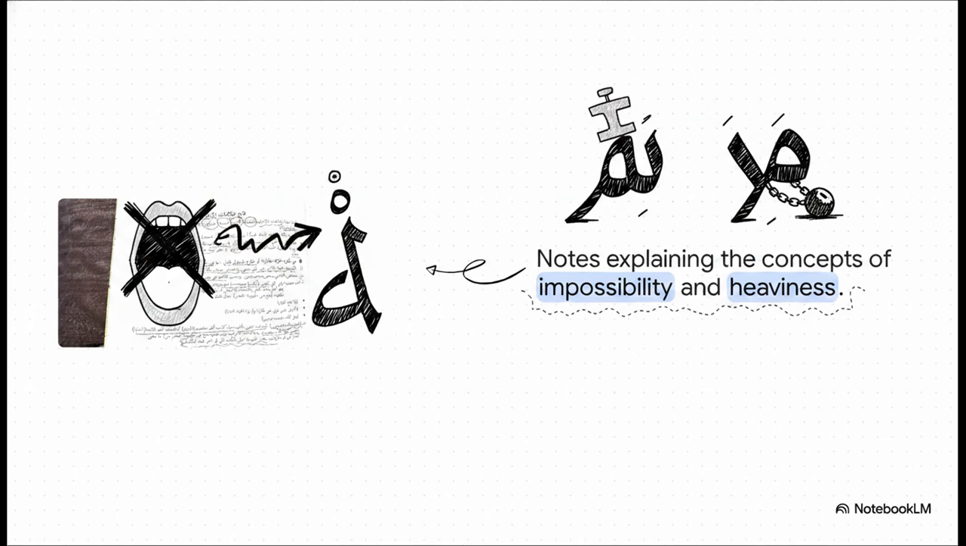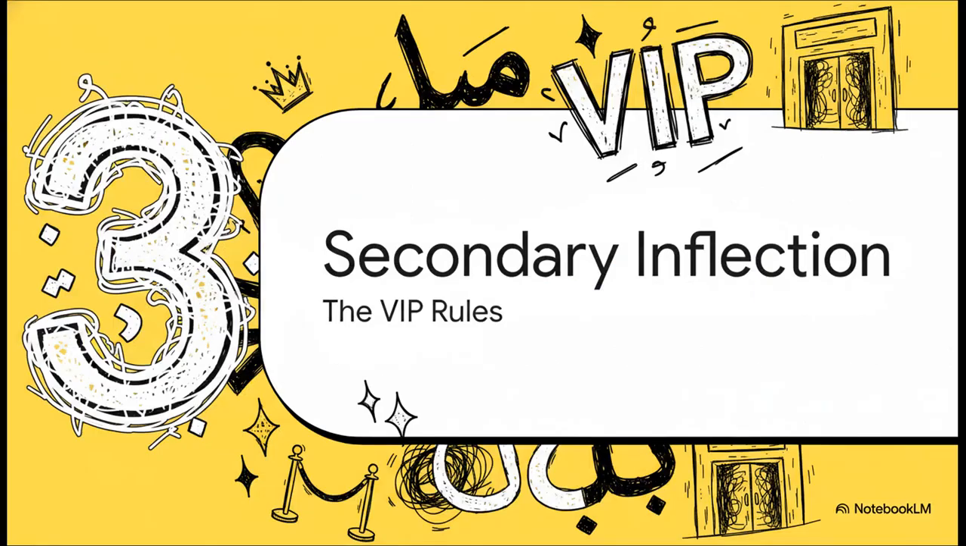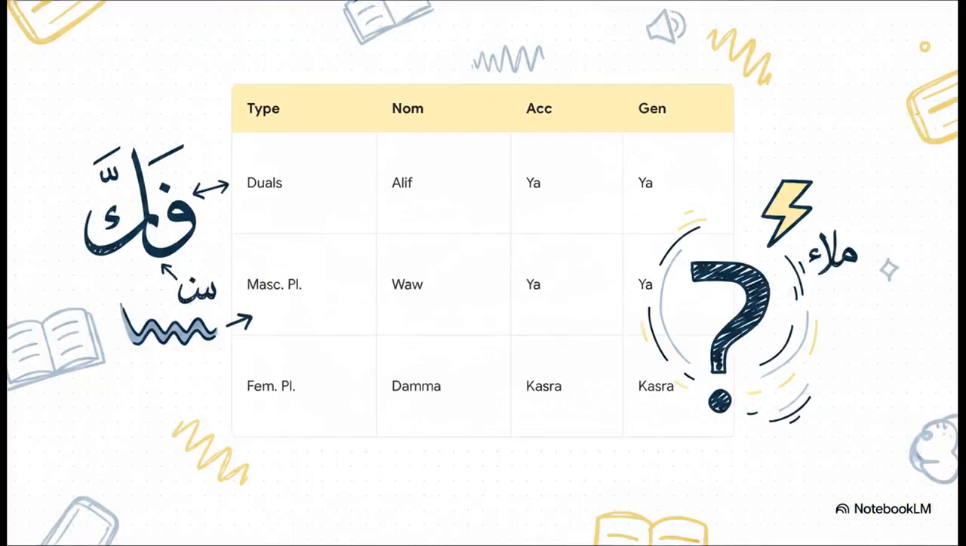So the Arabic language favors elegance. It simply hides the sign. The grammar is still doing its job. It's just working in the shadows. All right, Section 3, secondary inflection signs. So we know the default vowels, and we know when they like to hide.